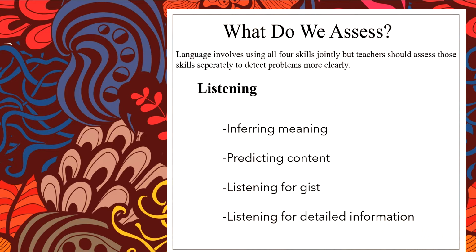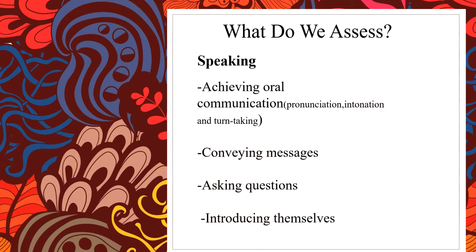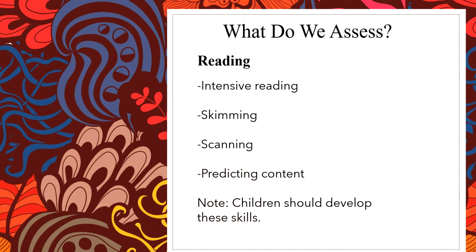So when it comes to listening, children should be taught how to infer meaning, predict content, listen for gist, and listen for detailed information. When it comes to speaking, the main objective for children is to achieve oral communication, so their pronunciation should be correct, intonation appropriate, and they should know when to speak or listen. Also, sub-skills such as conveying messages, asking questions, introducing themselves are also crucial.